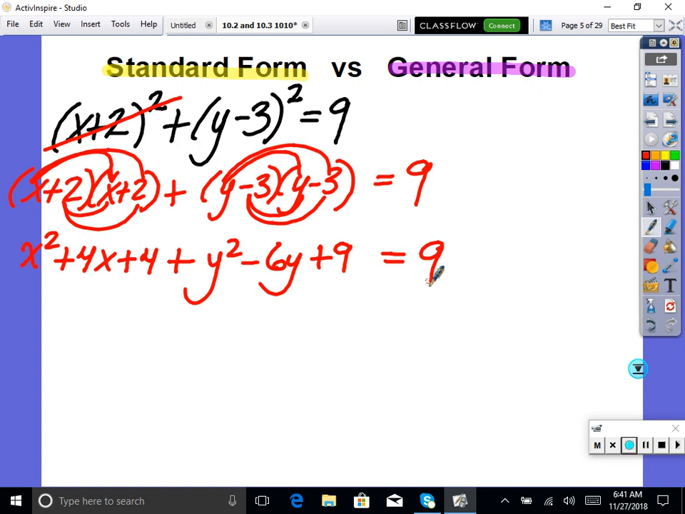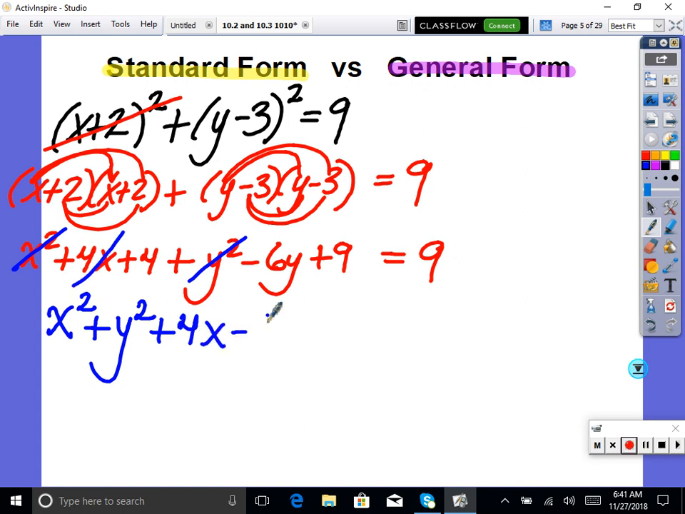So this is actually what the general form is going to look like, combining like terms. x squared is the highest degree, and y squared, so we put those first. Then it doesn't matter, x and y are both degree 1, so that comes next, plus 4x, and then minus 6y. And then 4 plus 9 is 13. So we have plus 13 equals 9. So then we'll subtract 9.